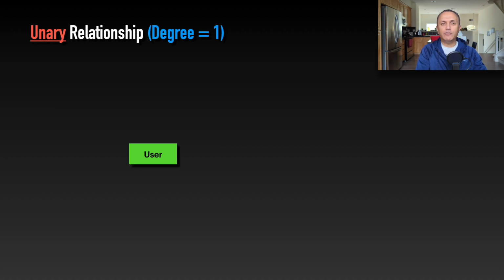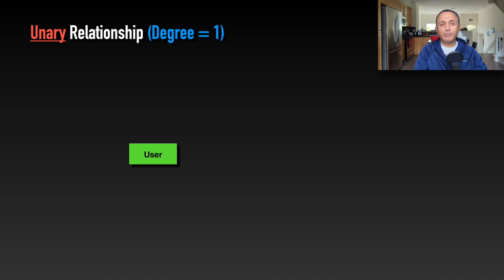Suppose you're doing a database for a social media platform like Facebook or Instagram. In that platform, you have users. So you have a user entity. There might be millions of users, but they all belong to the same entity type.